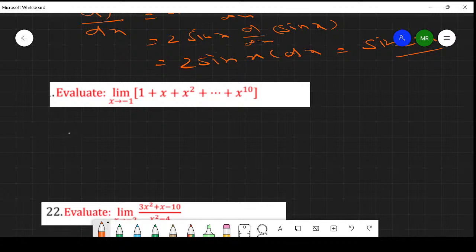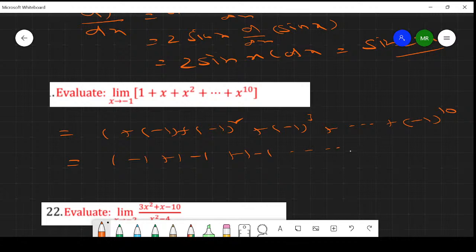If we substitute the limit directly, it is equal to 1 plus minus 1 plus minus 1 whole square plus minus 1 whole cube and so on plus minus 1 whole power 10. It comes 1 minus 1 plus 1 minus 1 plus 1 minus 1 and so on, ending with plus 1. In total we have 11 terms, alternating from the first term.